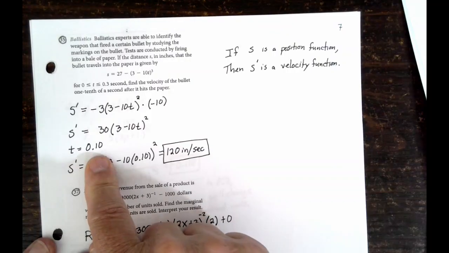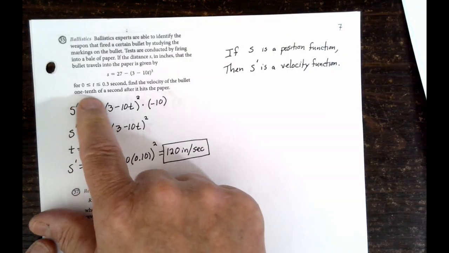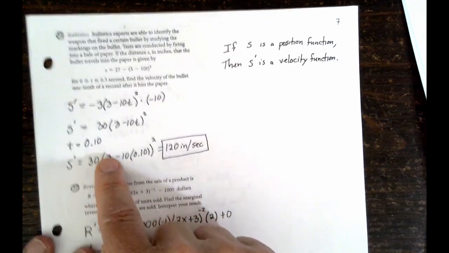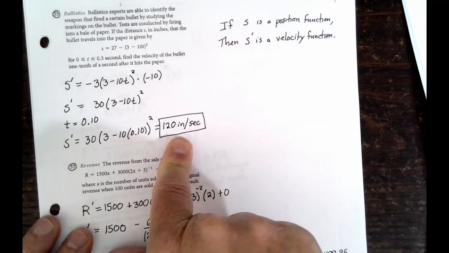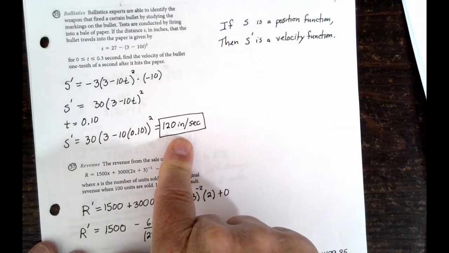You plug in the value they want. They say t is 1/10, so 0.10. Plug that into the function, and now you know the velocity at 1/10 of a second after it hits the paper.